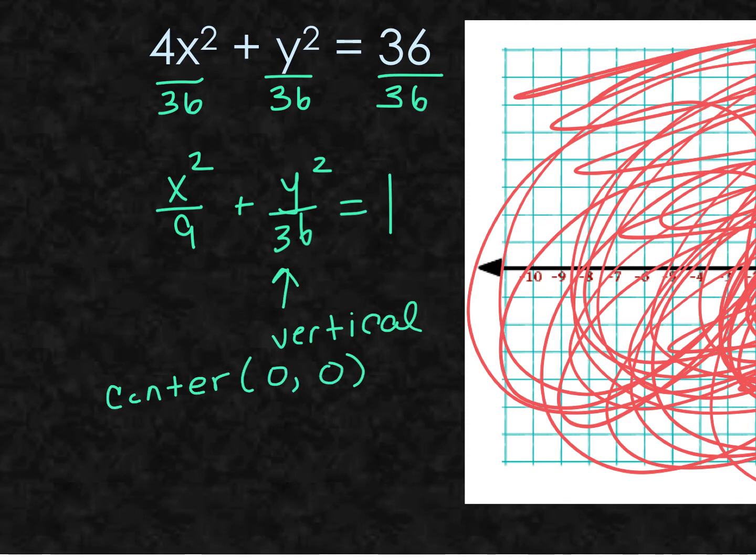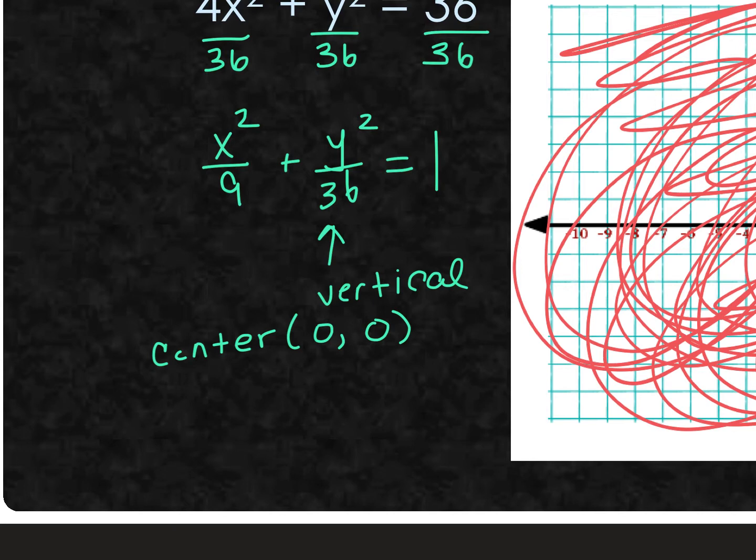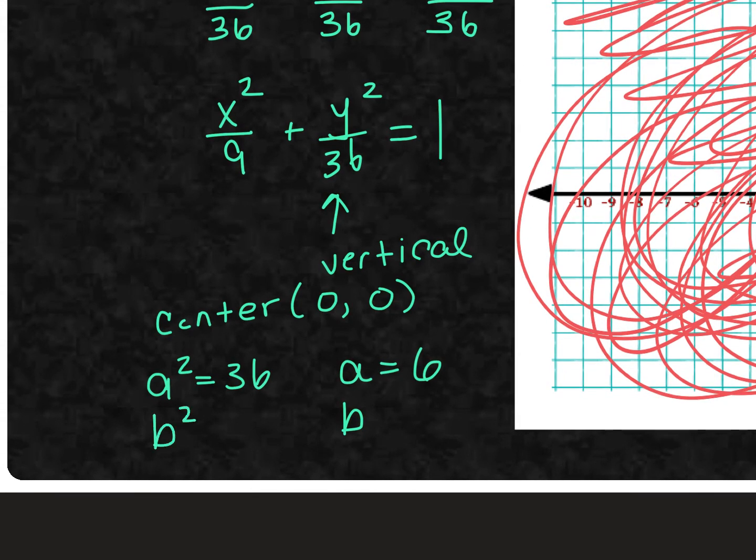All right, you guys can tell me right now what my A term and what my B term is. A is the biggest one always. A is the biggest. Y squared over 36. Okay. But A is not 36. What is 36? A squared equals 36. So what is A? 6. Good. What is B? 3. Yes. B squared is 9. So B is 3. Good.